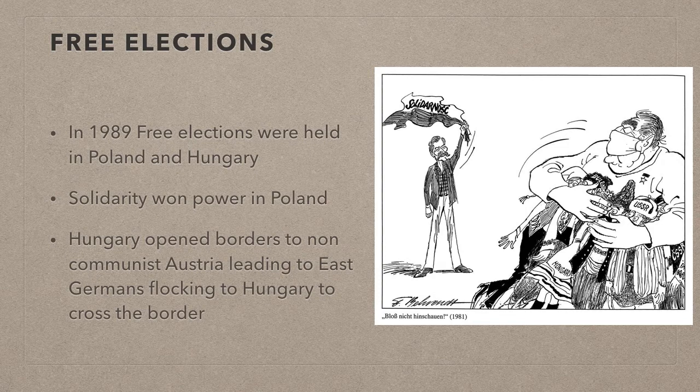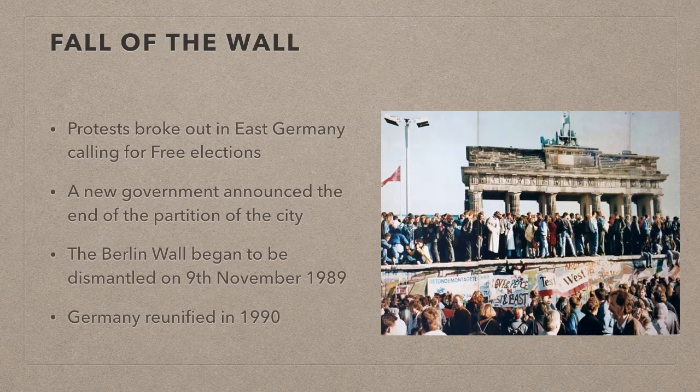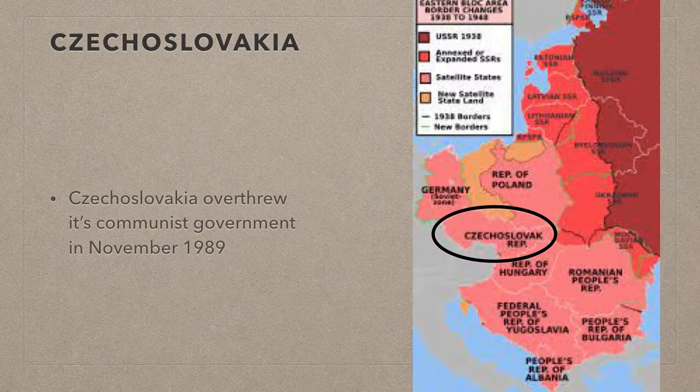Solidarity won power in Poland, and Hungary opened its borders to the non-communist country of Austria. East Germans began to flock to Hungary to cross the border into Austria. After East Germany closed the border to Hungary, protests took place calling for free elections and a new government. And finally, when a new government came in, it announced the end of the partition of the city. And on the 9th of November 1989, the Berlin Wall began to be dismantled by the people of Germany. Germany itself was fully reunited in October of 1990.